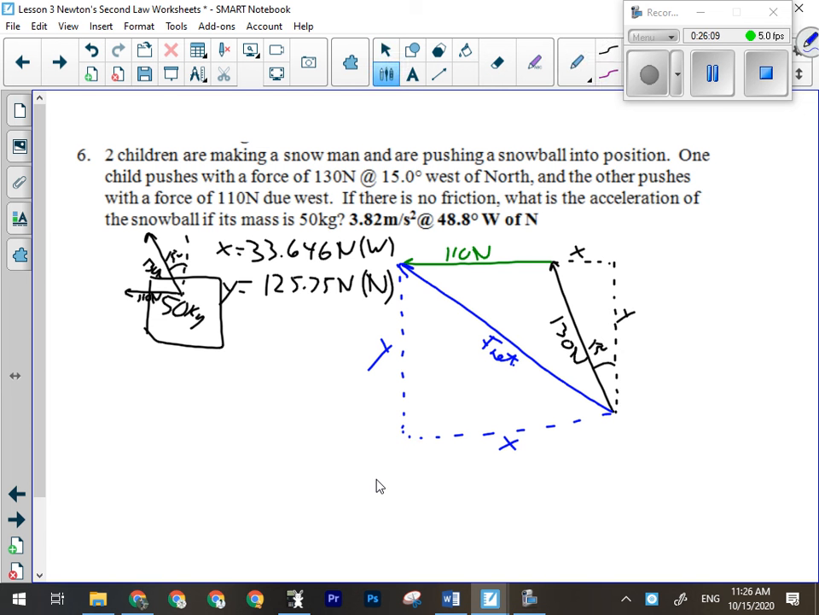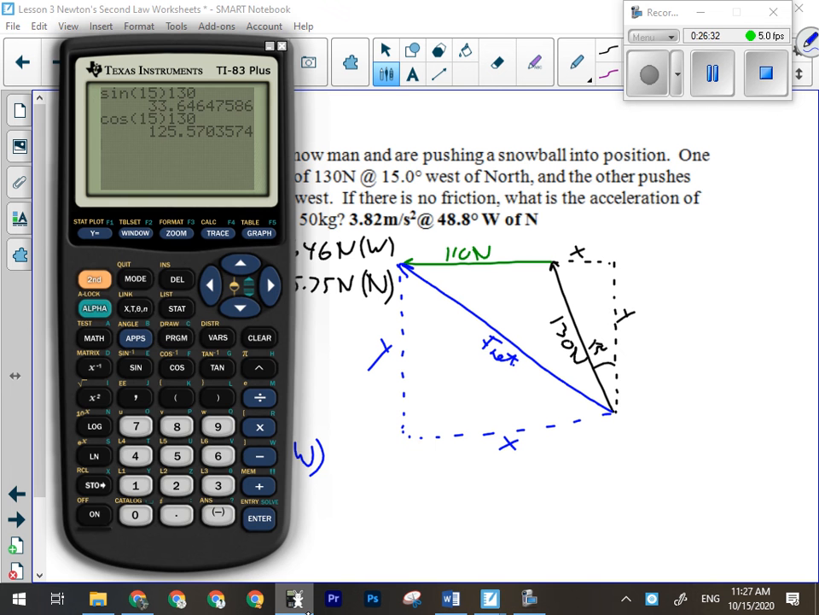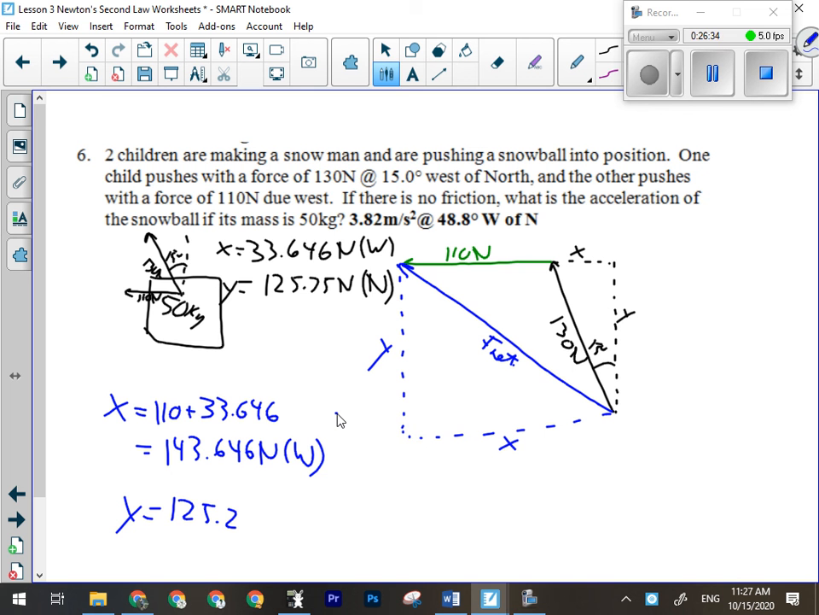So that will mean that blue X is going to be 110 plus the 33.646, so we'll have 143.646 newtons west. And my Y component will be 125.57 newtons north. Now that I have those, I can use Pythagorean theorem to get my F net.